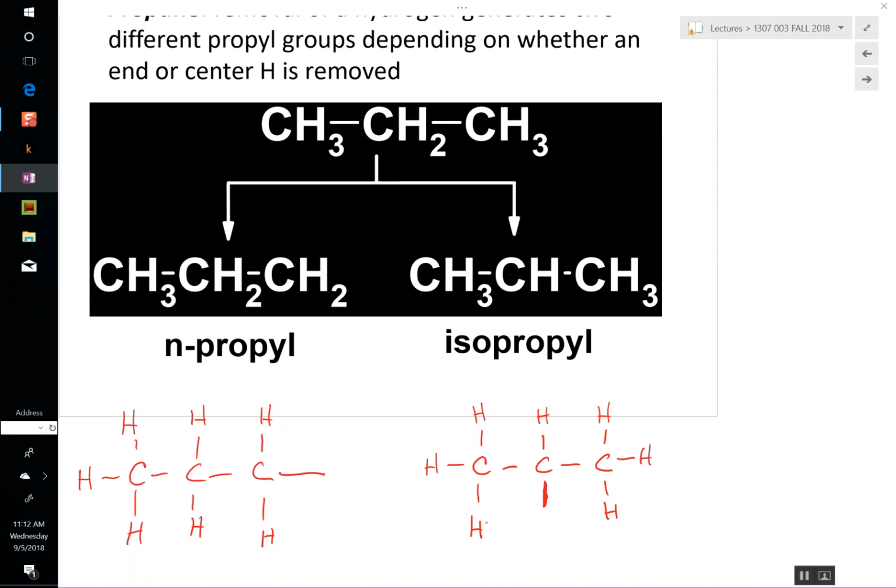We have the opening right here and not here. And it makes a difference. So now we've got 4 substituents: methyl, ethyl, propyl, and isopropyl. And propyl can also be seen as an N-propyl, so it kind of has a nickname, N-propyl versus isopropyl. Okay?